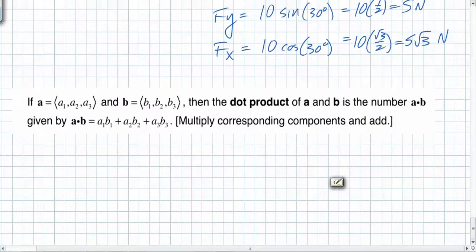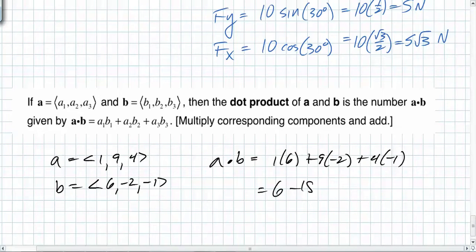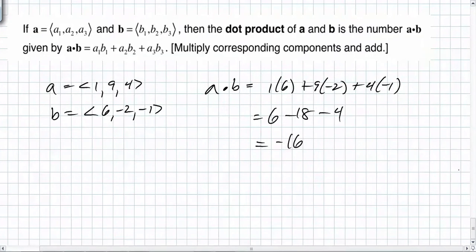For example, let's say A was equal to 1, 9, 4, and B was equal to 6, negative 2, negative 1. A dot B, which is not multiplication, is going to be equal to 1 times 6 plus 9 times negative 2 plus 4 times negative 1. So that's going to be 6 minus 18 minus 4, which is going to be negative 16. That is the dot product of those two things.